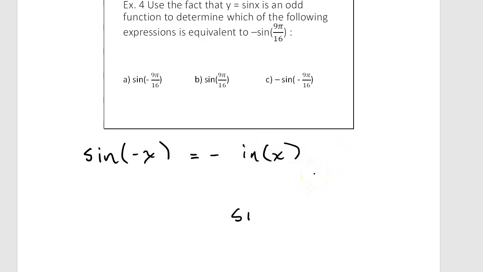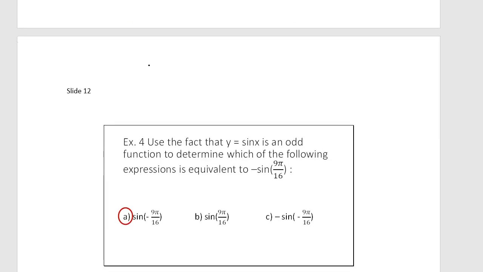So all we're doing here is asking the reverse. We have the negative sine of x here, so all we have to do is put the negative inside of the parentheses, and that will be equivalent. If we scan our solutions, we see that A is the solution that does that. So A is going to be equivalent. And in fact, we see that.